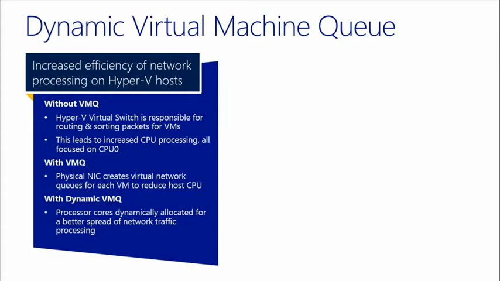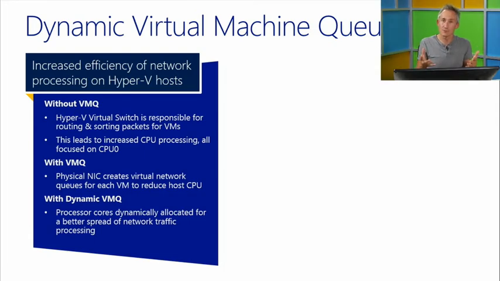And you'll learn more about that in the networking MVA course as well. But what else have we done? Well, we've been busy with VMQ as well. This was introduced in Windows Server 2012 and has been streamlined for Windows Server 2012 R2. If you think about VMQ and dynamic VMQ, the overall goal is to increase the efficiency, similar to what we saw with RSS, of network processing of the Hyper-V hosts.